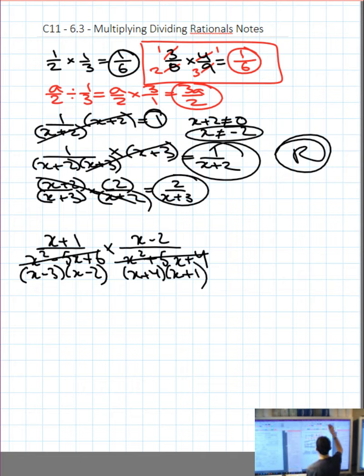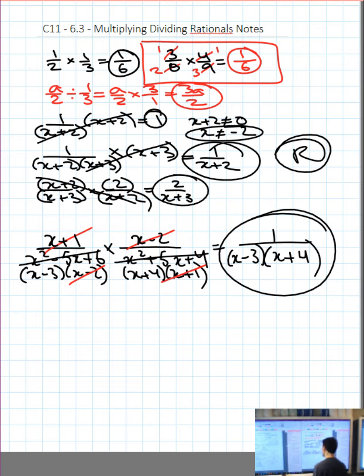Now, you can clearly see I have an x plus 1 on the top and the bottom. And I have an x minus 2 on the top and the bottom. And I'm left with a 1 on the top because there's nothing there. And we're just left with that. So, if that process where I factored things directly in the question, directly near it, is difficult for you, don't do that. Bring it off to the right. Do it and then bring it back in.